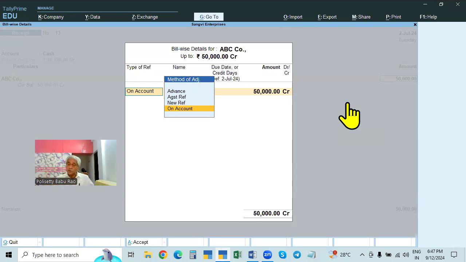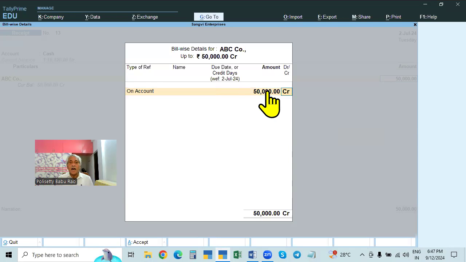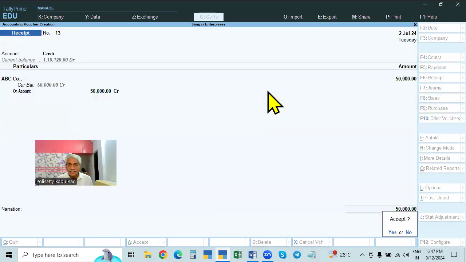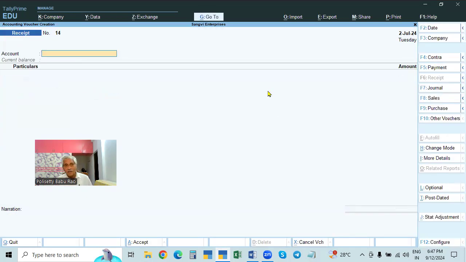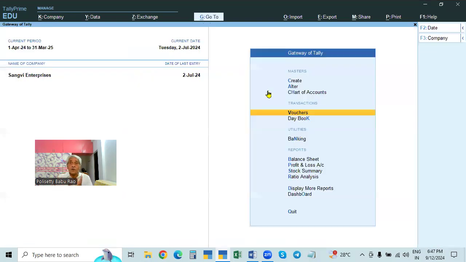Only the total amount due is available. In such a case, we cannot adjust against any bill. That is why we take it up as on account. Similarly, when they are making payment also, if you don't know the pending bill details, then you have to take it as on account.